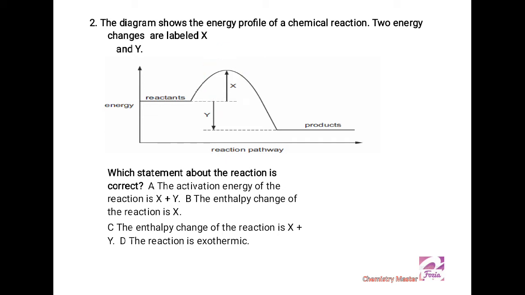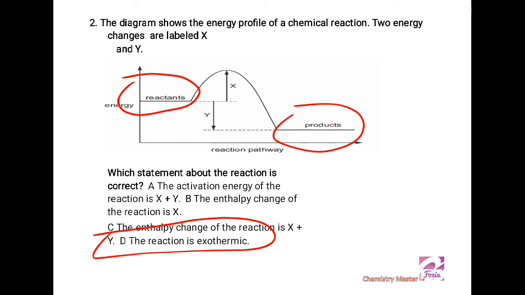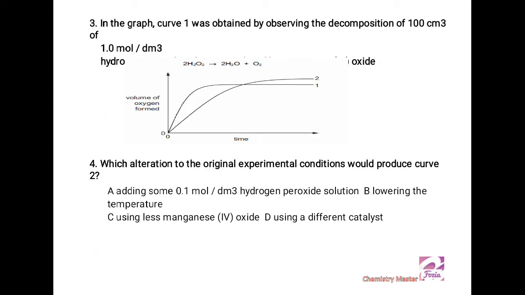When we see option D, the reaction is exothermic. I just gave you a hint in the beginning of this discussion that exothermic reactions are those reactions which proceed with the emission of heat. As you can see, the reactants are much higher at the energy level as compared to products.